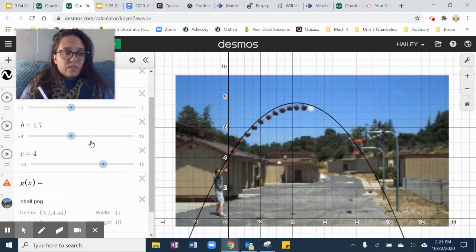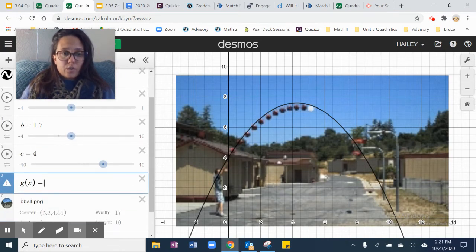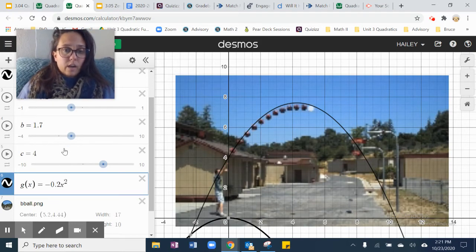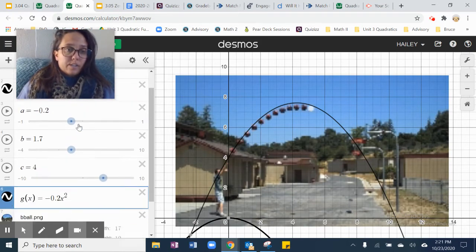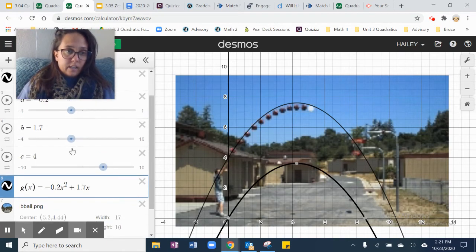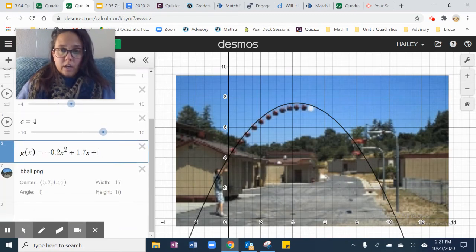So then you should have typed in for the equation, the coefficient for x squared, which is a, would have been negative 0.2. So negative 0.2 x squared plus 1.7x. And I got that from the b value. And then c is just plus c, so our c value is 4. And then you'll see that they line up.